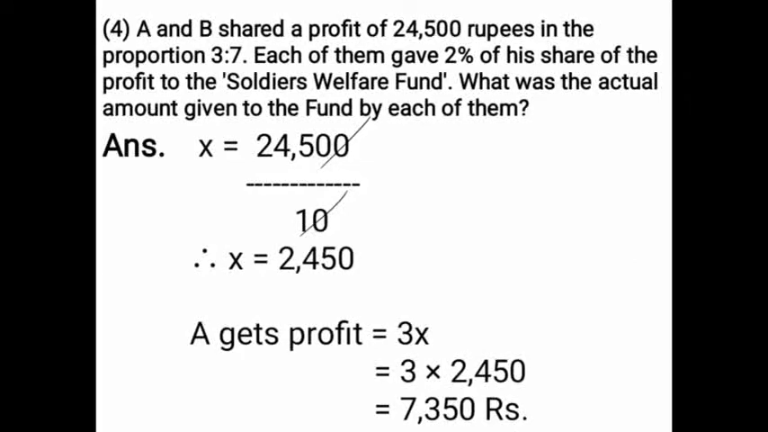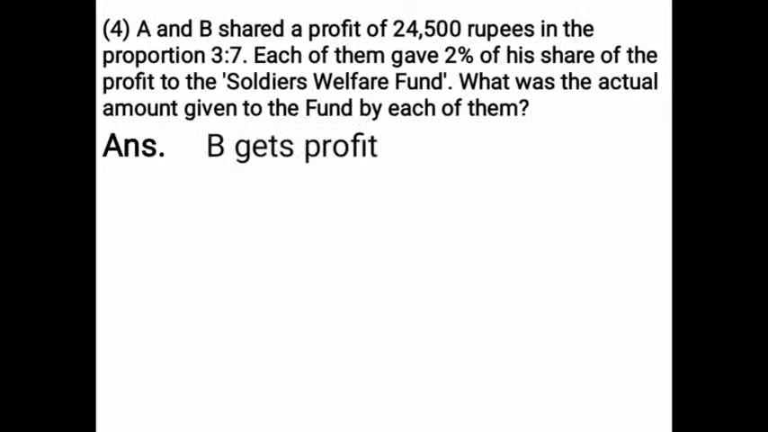Similarly, you have to find B gets profit by substituting the value of x is equal to 2450. B gets profit is equal to 7x. I have taken B gets profit 7x. Okay. Now substitute x value, that is equal to 7 into 2450.